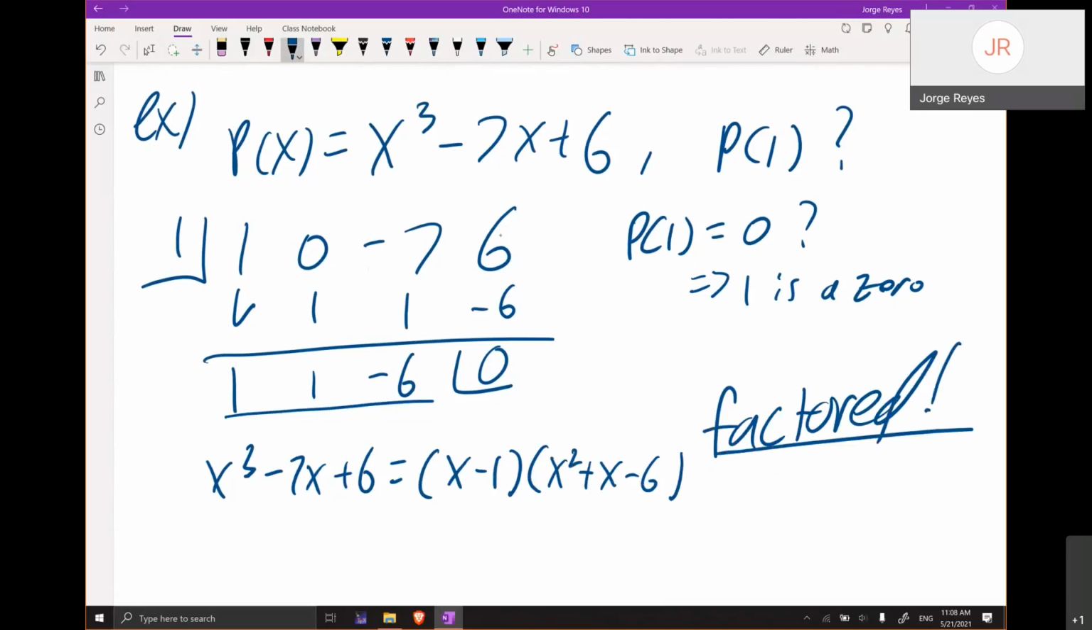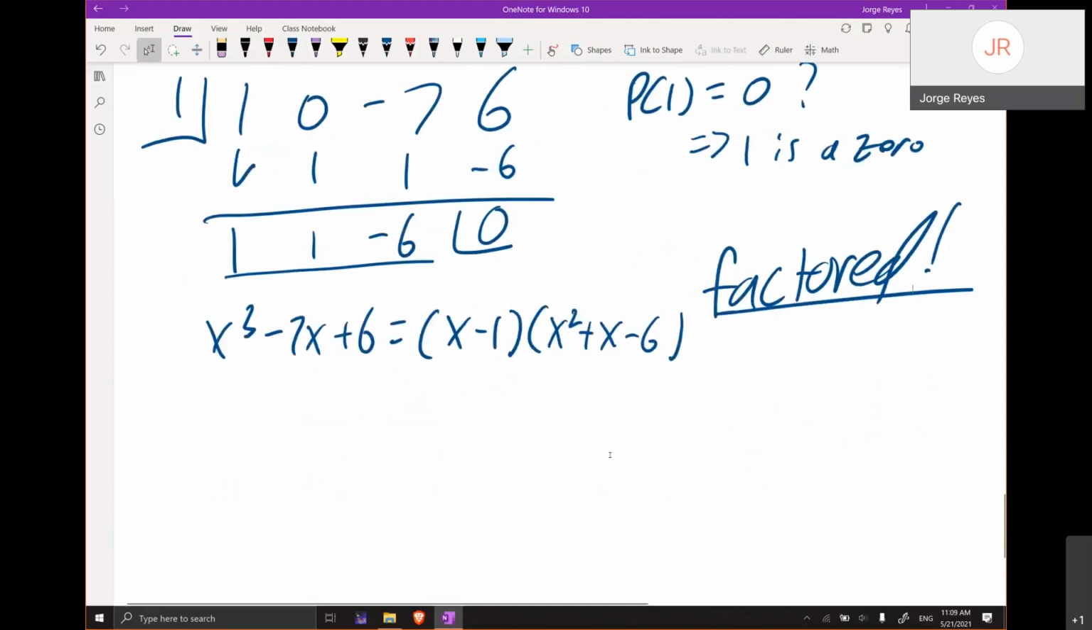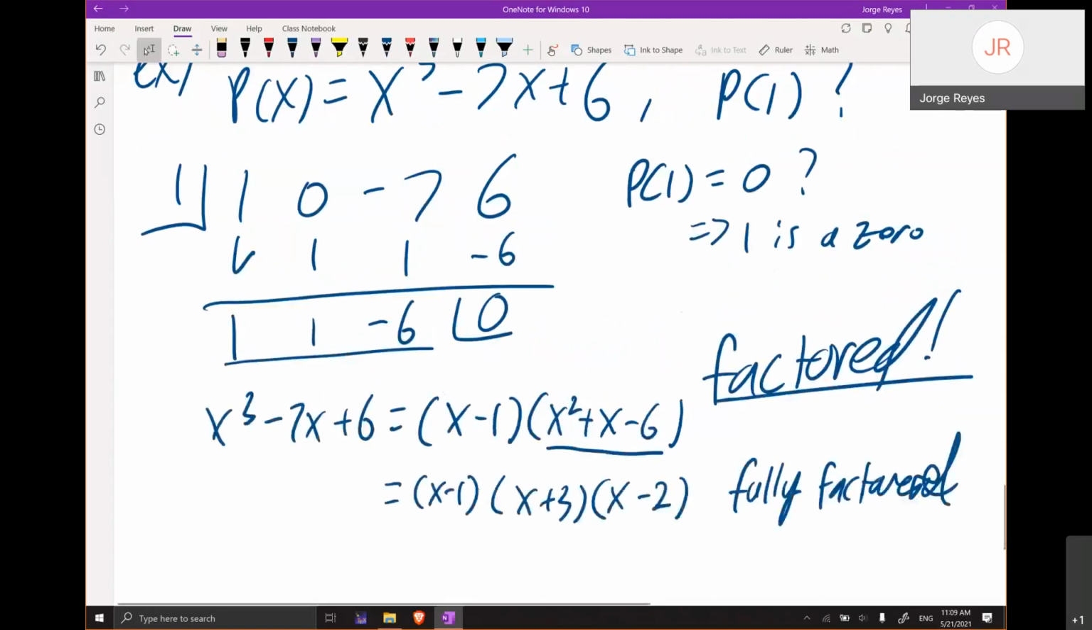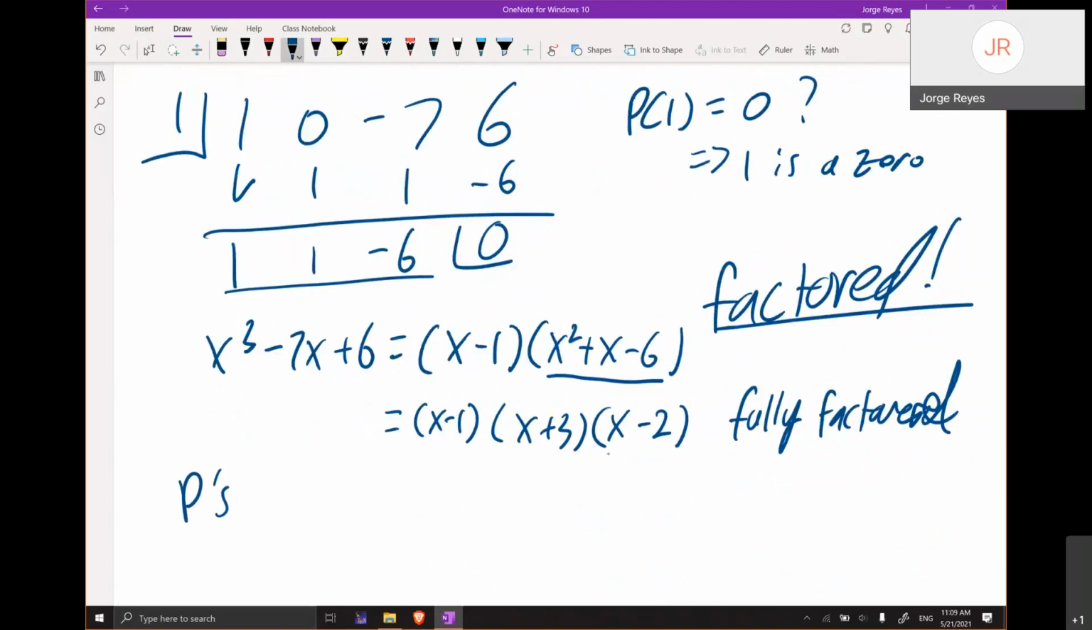Okay? And this is how you solve things that are bigger than quadratics, x squared things. You're going to synthetic divide by the zeros and just factor them out one at a time. Because now if you stare at this, you know how to factor that. That's x plus 3, x minus 2. And ta-da, now you've fully factored the polynomial, and you know P's zeros are 1, -3, and 2.